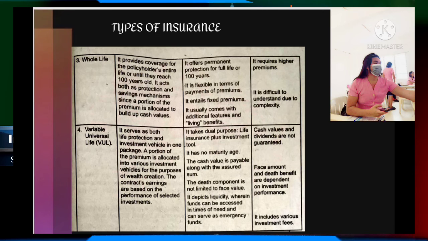It has no maturity age. The cash value is payable along with the assured sum. The debt component is not limited to face value. It depicts liquidity, wherein funds can be accessed in times of need and can serve as emergency funds.